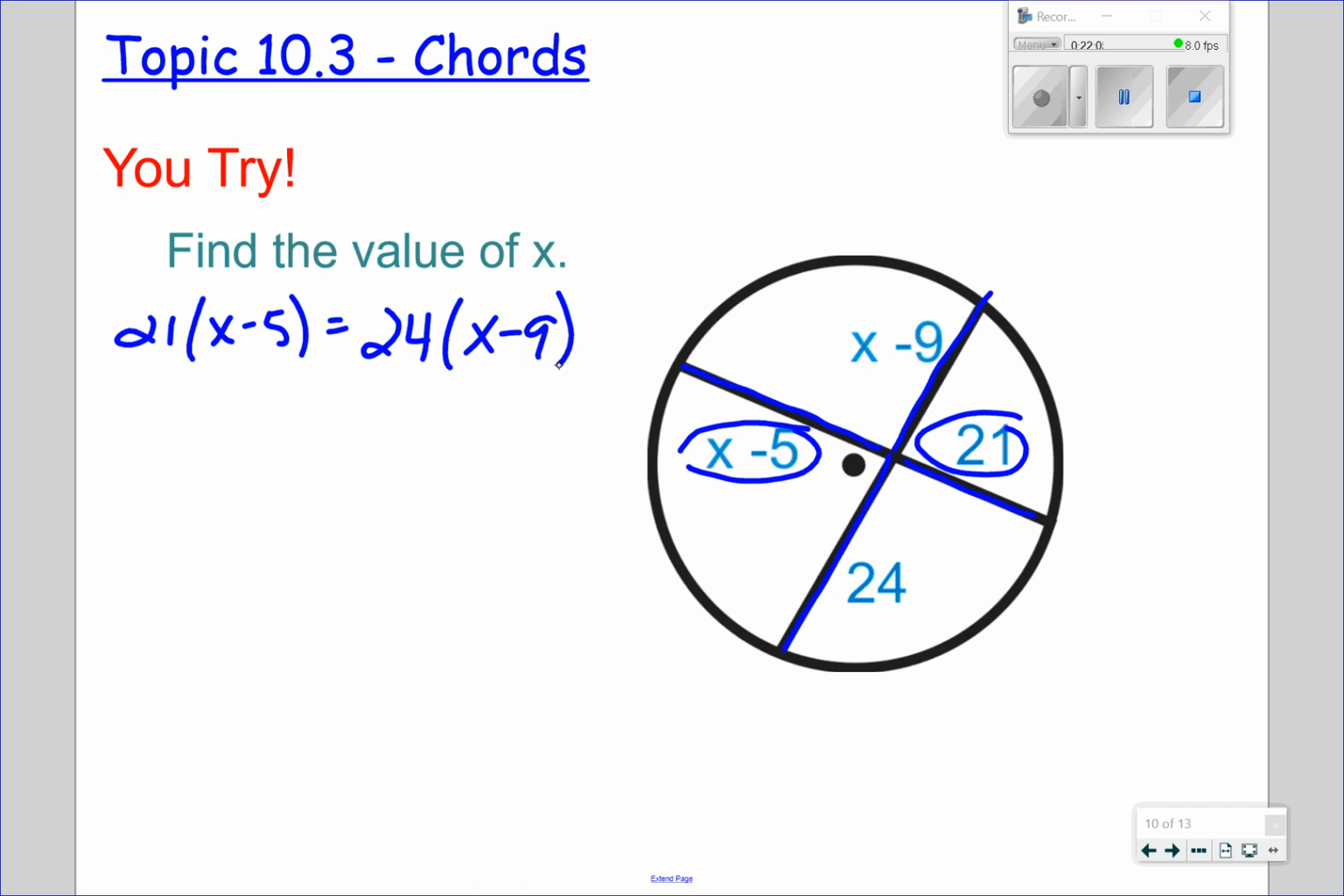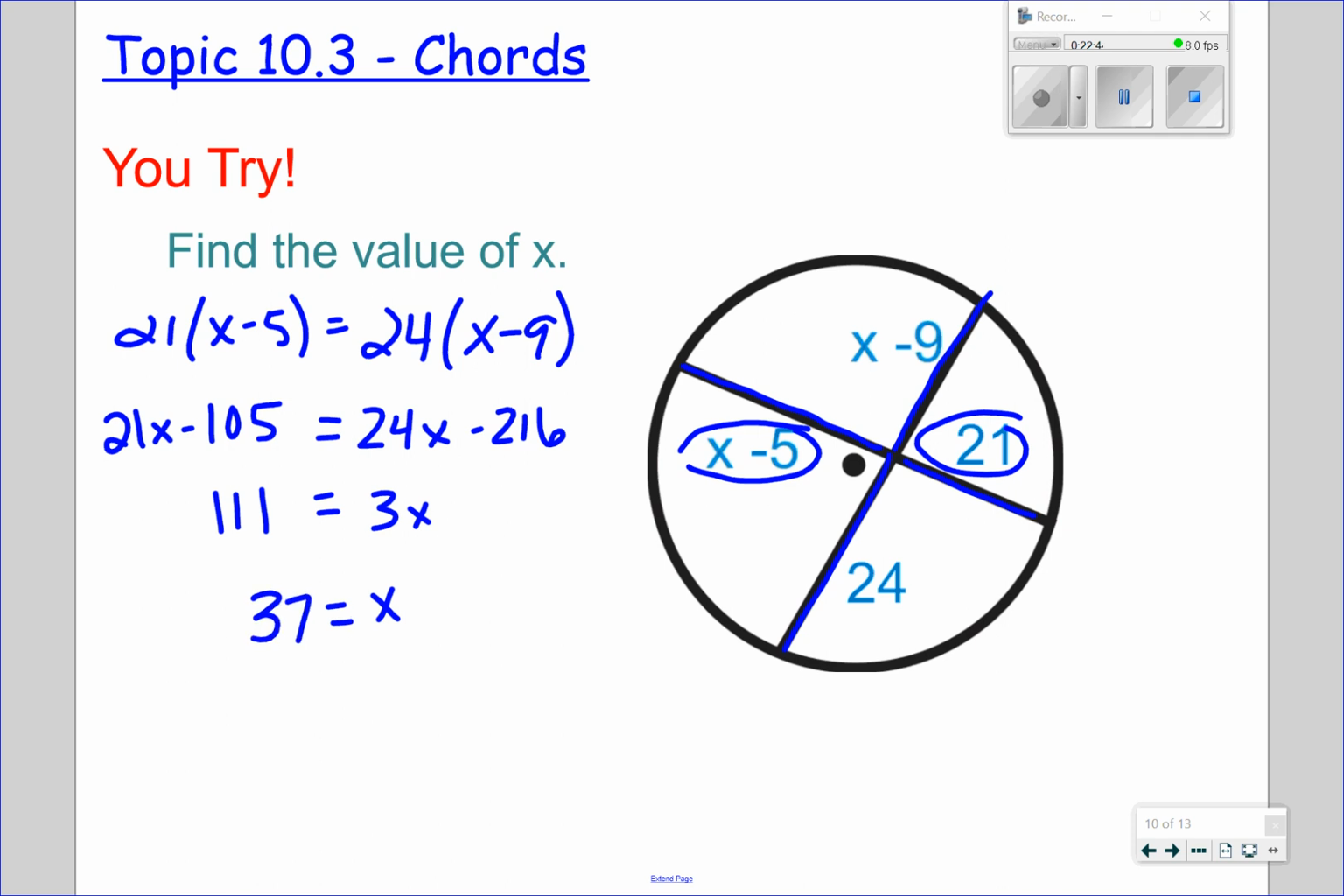Once we do our products here, this is a little bit simpler than our last one. This is just distributive property. So we'll have on the left-hand side, 21x minus 105. And then on the right-hand side, we'll have 24x minus 216. If I subtract my 21x over, I'm going to get 3x over here. If I add my 216 to a negative 105, I should get 111. And then if I divide by 3, I'm going to get x equals 37.